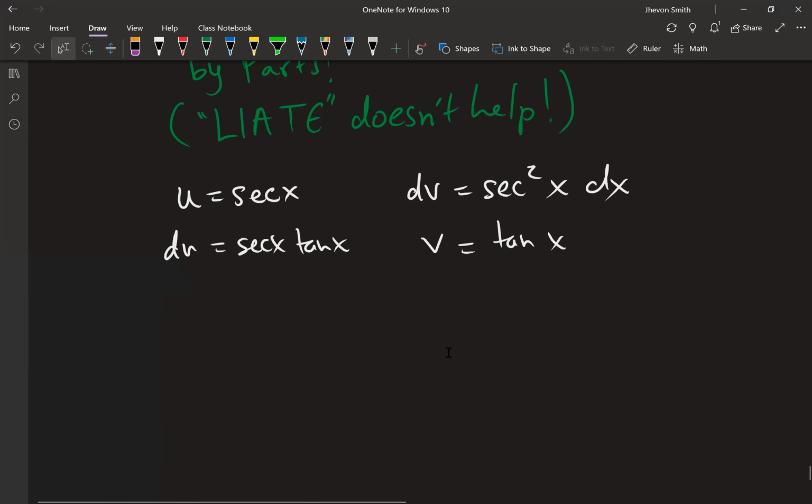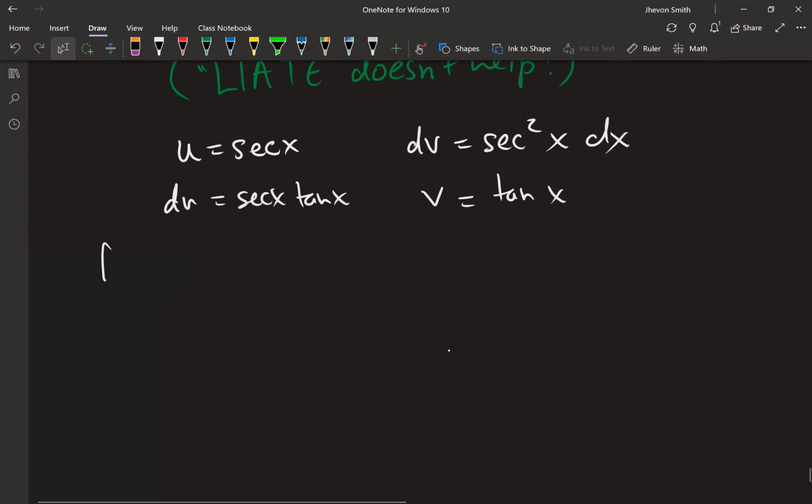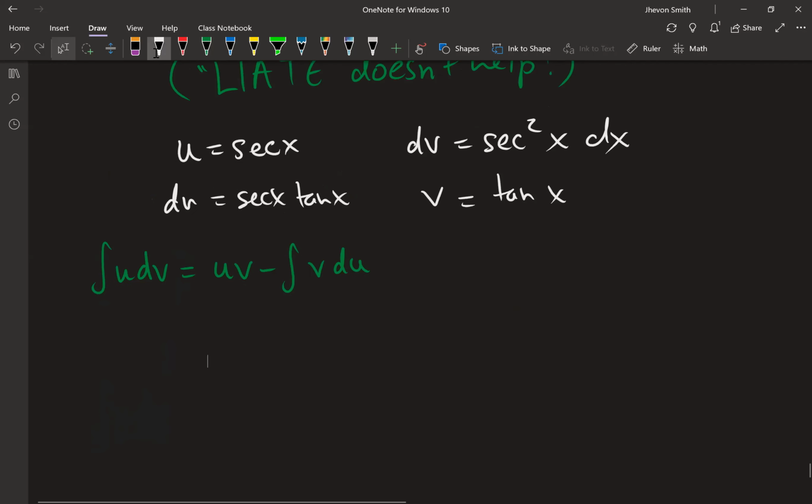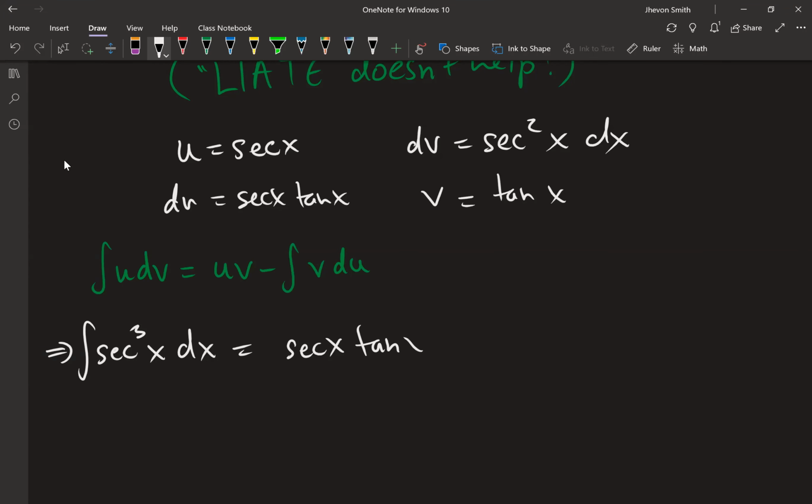Now, remember, the integral of u dv is u times v minus the integral of v du. By the end of this weekend, I expect everyone to have that formula memorized and seared in their brain, but I'm just copying it down now because maybe you haven't had time to study it. Now you're going to plug these in. So we know that the integral of secant cubed is going to be equal to u times v minus the integral of v du.